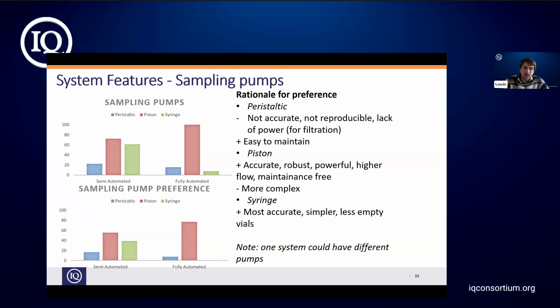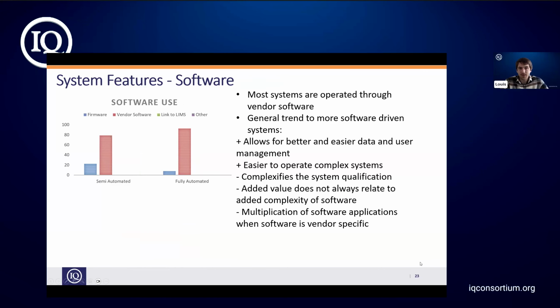And then when we look at syringe pumps, the upsides are these. They are probably the most accurate. They're a bit simpler than a piston pump. And this is also an item that will come back later in the main struggles. Feedback that was given is that syringe pumps lead to fewer empty vials. There's not really downsides listed here, but coming back to the piston, I would say probably a syringe pump cannot reach the same high flows as a piston pump can. So that would probably be a drawback of a syringe pump. And then you can move to the next slide, please.